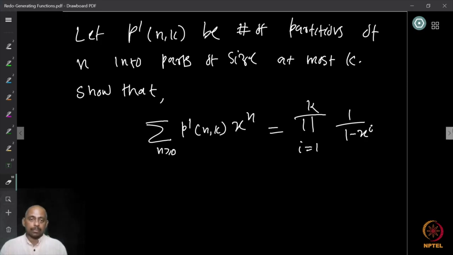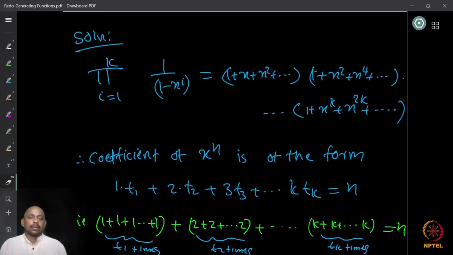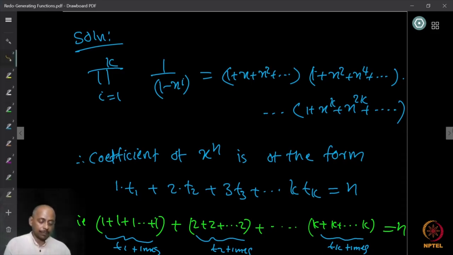So let us try to do this. What is given to us is product i equal to 1 to k 1 by 1 minus x raised to i. So let us write it as a product of series. I have 1 by 1 minus x raised to i for i equal to 1 to k. Each one gives a separate series. So the first one, when i equal to 1, is 1 plus x plus x square plus etc. Then when i is equal to 2, I will get 1 plus x square plus x raised to 4 plus etc. And similarly, when i is equal to k, I get 1 plus x raised to k plus x raised to 2k plus etc.